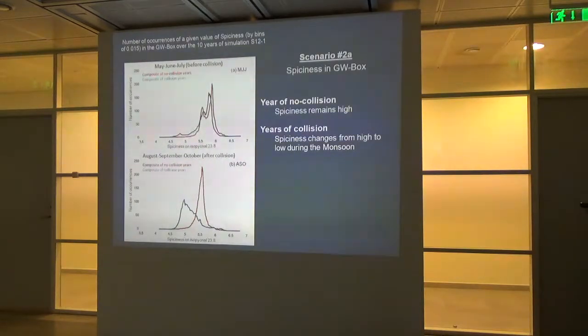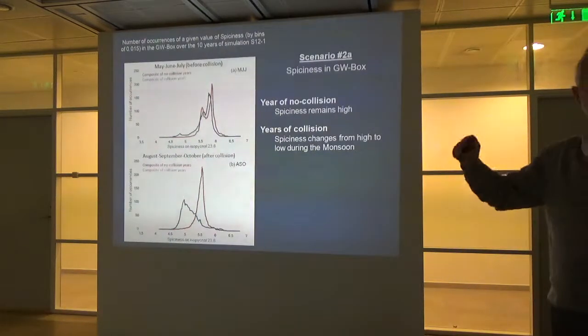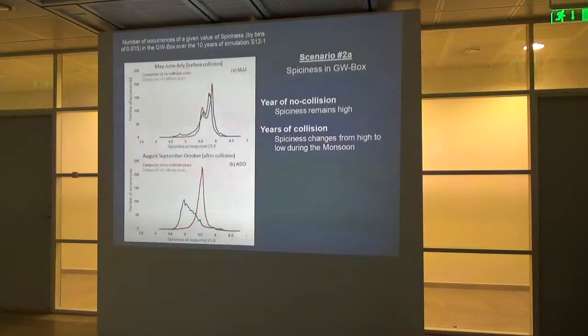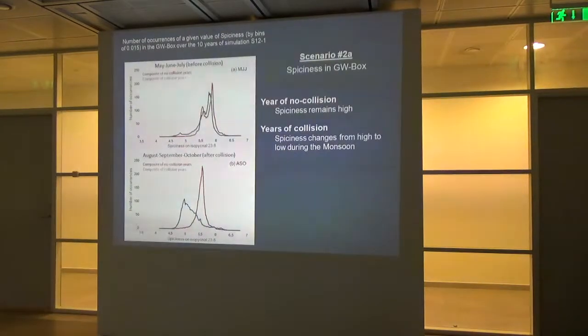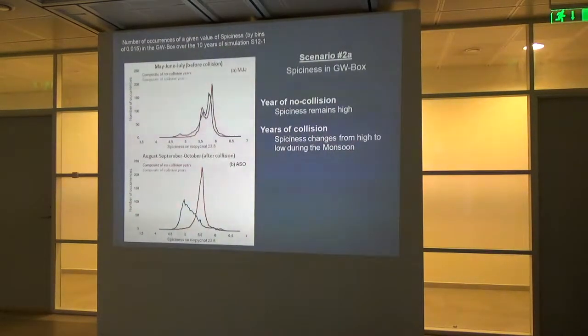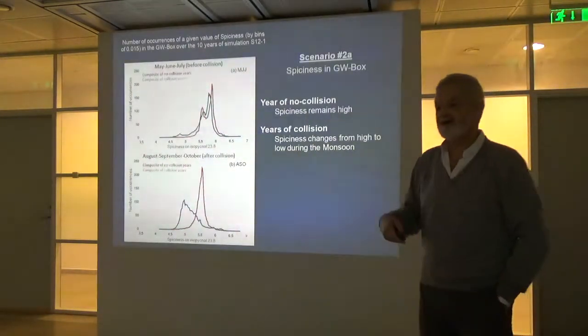The composite of no collision years is the red one. And the composite of collision years is the blue one. So before the collision, they are very much alike. Spiciness is distributed very similarly within the GW box. But in August, September, October, after the collision, we can see that when there is no collision, the spiciness conserves its large values. But when there is collision, the distribution is completely shifted toward the smaller values. So the change of spiciness is one way to identify whether merging occurred or not.